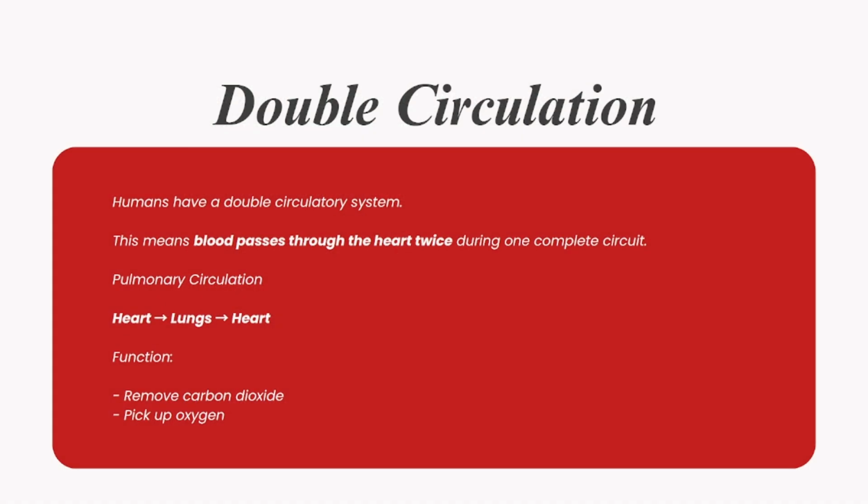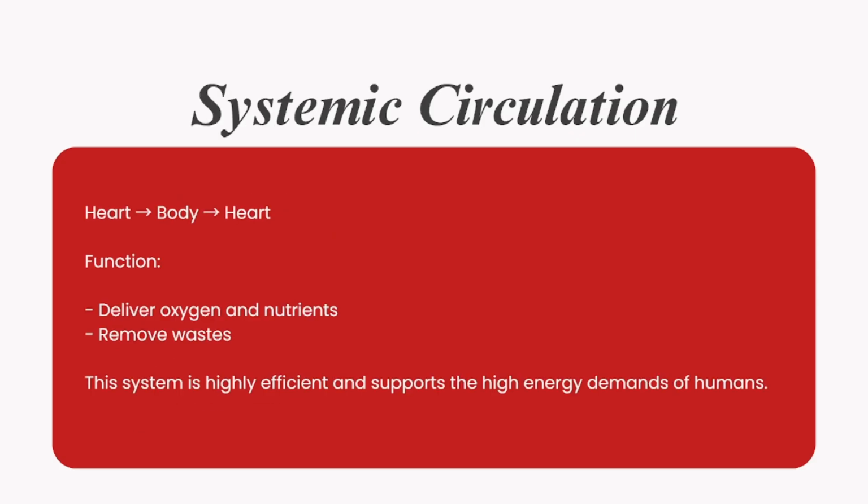Double circulation. Humans have a double circulatory system. This means blood passes through the heart twice during one complete circuit. Pulmonary circulation: heart, lungs, heart. Function: remove carbon dioxide, pick up oxygen. Systemic circulation: heart, body, heart. Function: deliver oxygen and nutrients, remove wastes. This system is highly efficient and supports the high energy demands of humans.